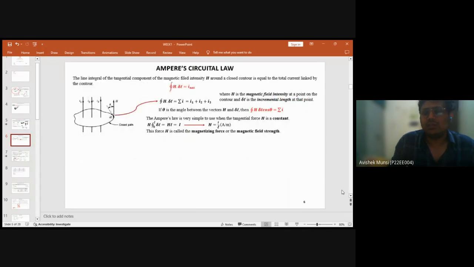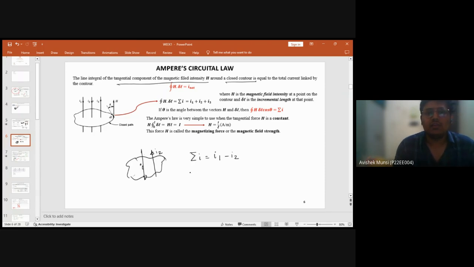Next thing is Ampere's circuital law. The law states that the line integral of the tangential component of magnetic field intensity around a closed contour is equal to the total current linked by the contour. If you consider that this is a contour, and suppose I1 current is going inside and I2 current is going outside, the total current will be I1 minus I2, since one is in the outward direction and one is in the inward direction.